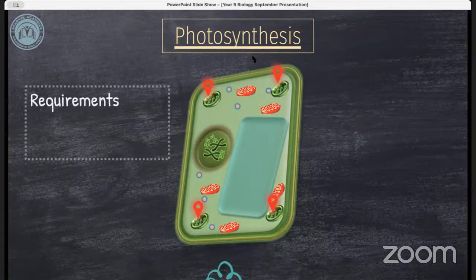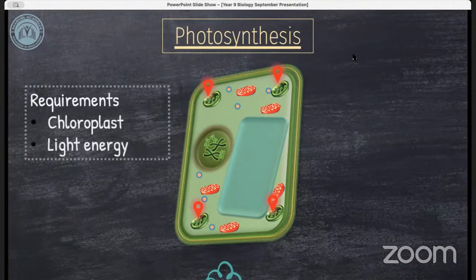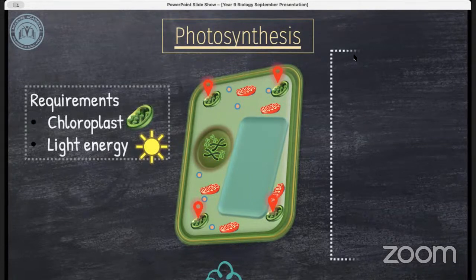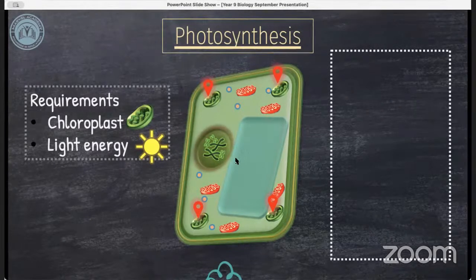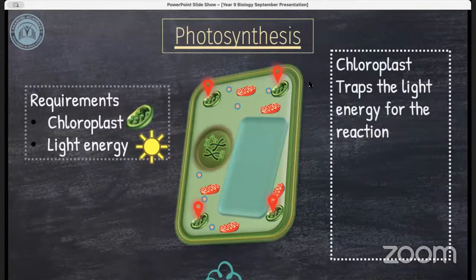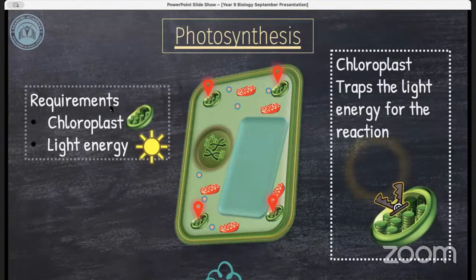Now, children, let's try to talk about photosynthesis, right? So photosynthesis is a process, right? Actually, what do they do in photosynthesis? They try to capture the sunlight and make their own food. That is the simplest definition. So speaking about that, you can see here the requirements for photosynthesis.